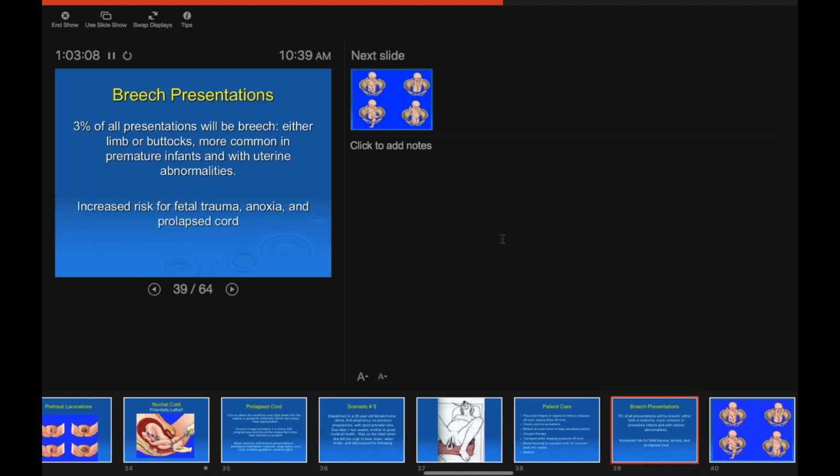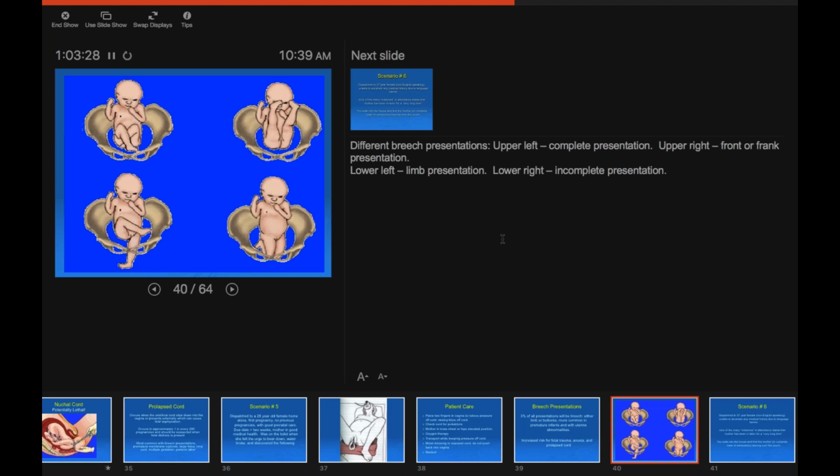And all ALS. Breech presentations, 3% of all presentations will be breech, either limb or buttocks, more common in premature infants and with uterine abnormalities. The increased risk for fetal trauma, anoxia, and prolapsed cord. For breech, if they come breech, we can't birth them though, right? Correct. We have to put them in the ambulance and go. That is correct. The only thing we can birth is a perfectly good, healthy.